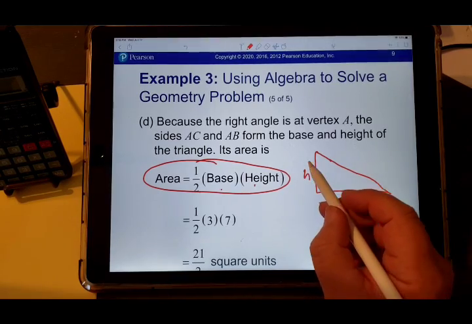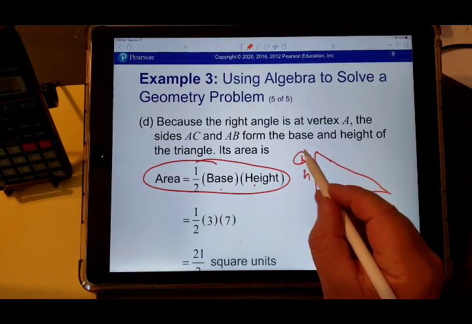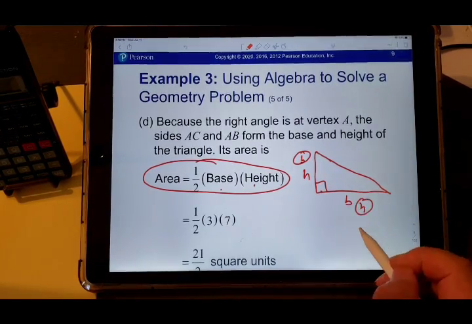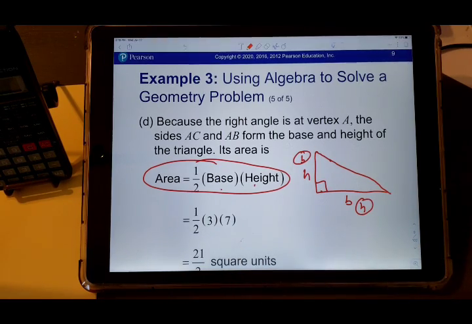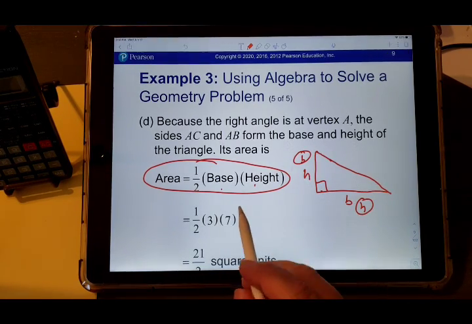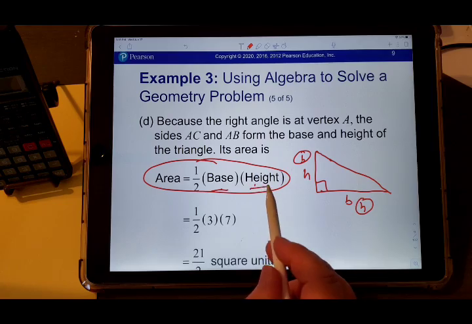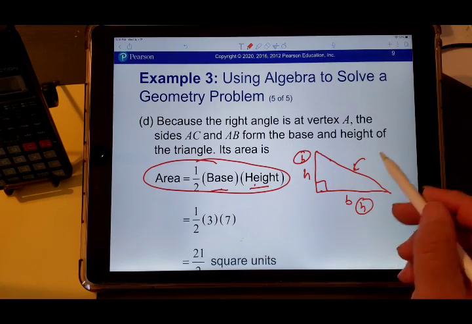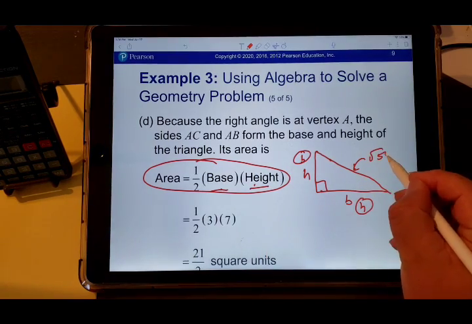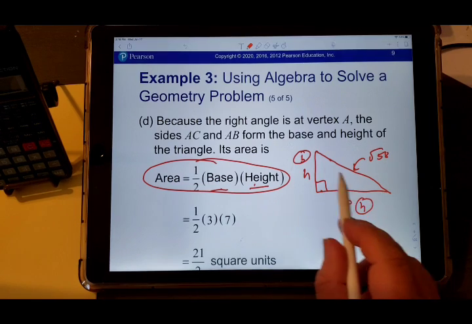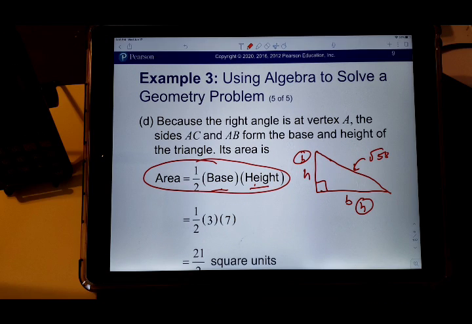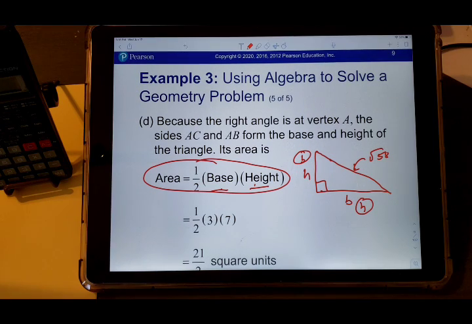It doesn't have to be this way. I could have called this one the base, and I could have called this one the height. But if the 2 measurements are perpendicular, they qualify as one of them being the base and one of them being the height. So notice I can't use this one, the square root of 58. It's not perpendicular to anything, so it would be a bad measurement for this particular formula.